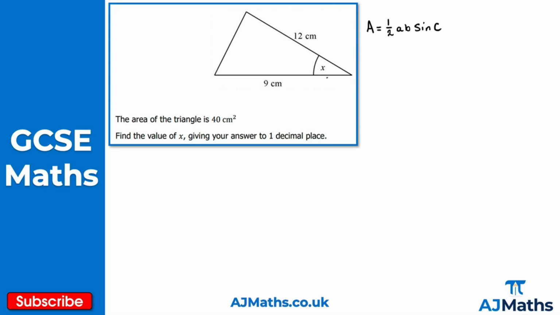So C here, that must be this angle in between. That's C. And we just call this side here A and this side here B. Now we know the area, that's 40 centimeters squared. So now we replace A here with 40. We get 40 is equal to a half times by AB, so times that by 12 and times that by 9. And we times this here by sine C, so it would be sine X there.